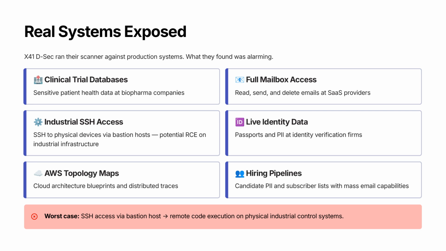The most dangerous example is industrial access. In some cases, SSH was reachable through bastion hosts, which creates a path from a web-facing weakness to remote code execution on physical industrial control systems. The key point on this slide is scope. This is not just about data leakage. It can become account compromise, infrastructure mapping, operational disruption, and in the worst case, direct impact on real-world systems.